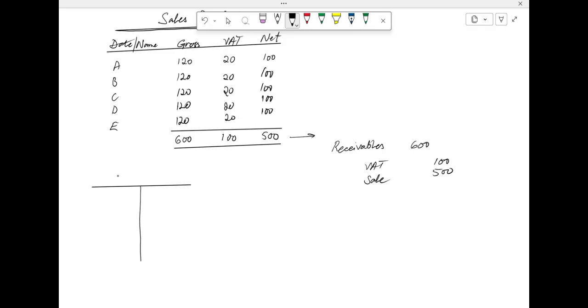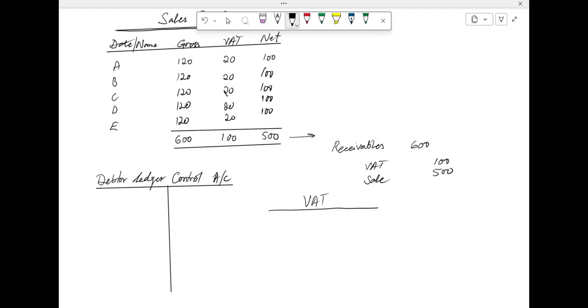I'll call it debtor ledger control account. The debtor ledger control account. Let's keep it in the middle. There it is. And then I will also have a VAT account. And I will also have a sales account.